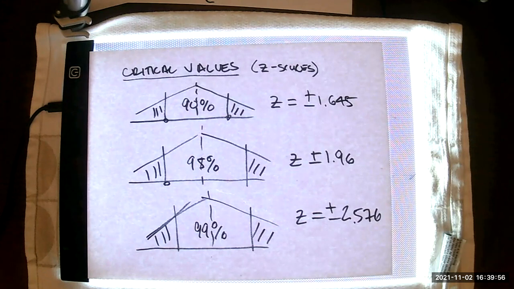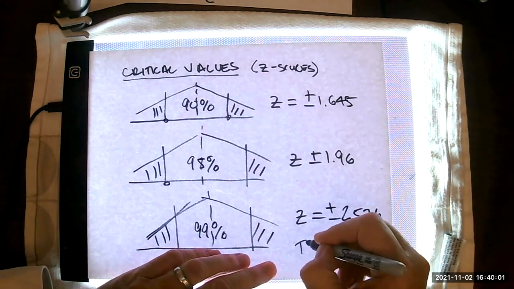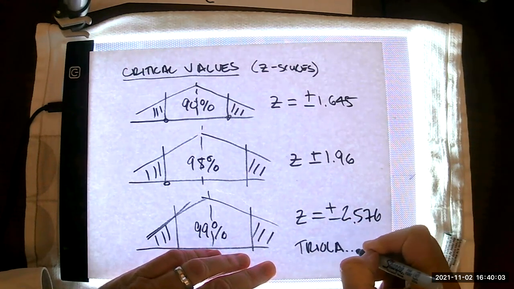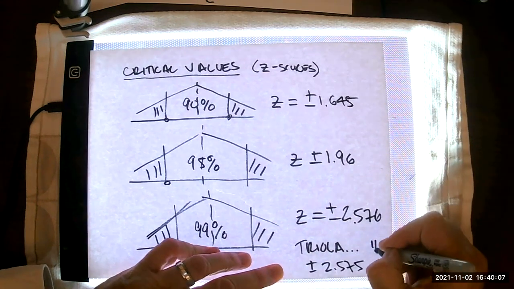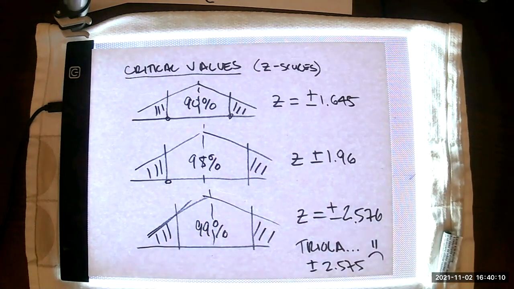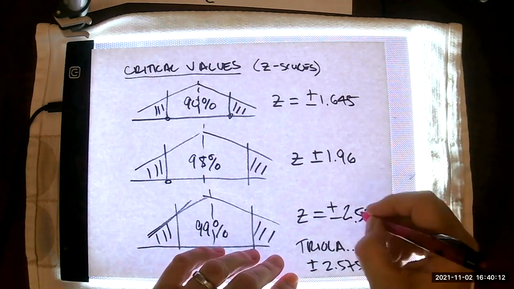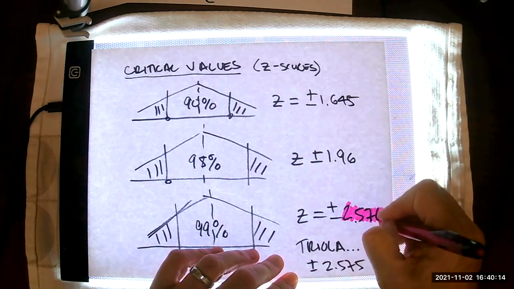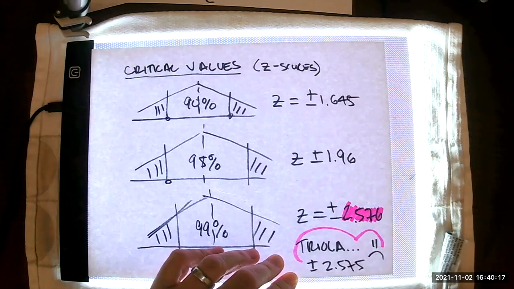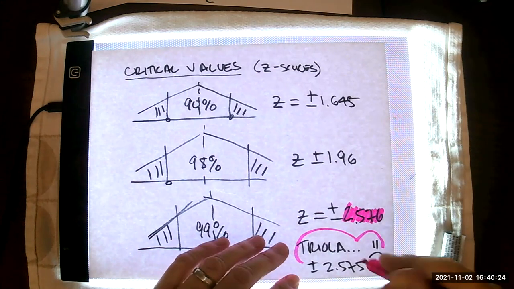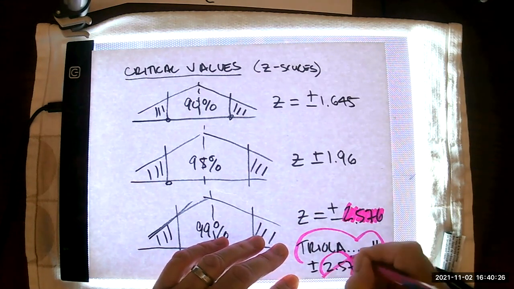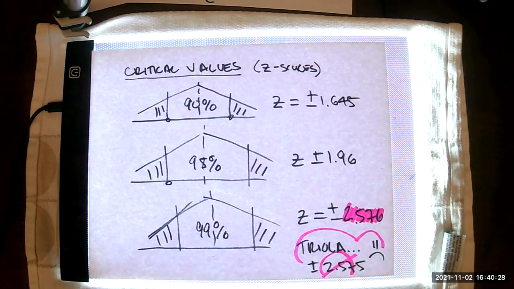Now, what's the issue here? The issue is that your Triola text has plus or minus 2.575. And that value is just wrong, and it's a typo. So when I do these problems, I use plus or minus 2.576, not the 2.575 that you'll see at various places in your text. This is muy no bueno.